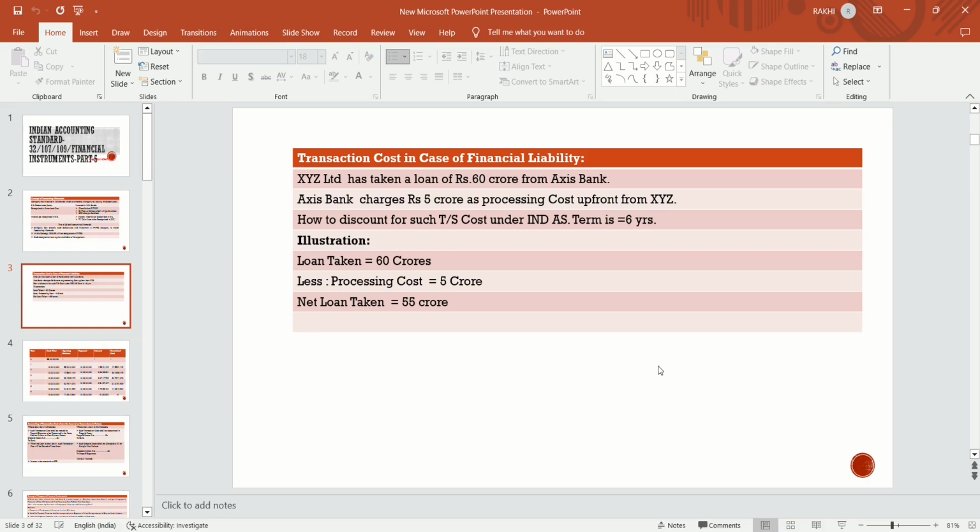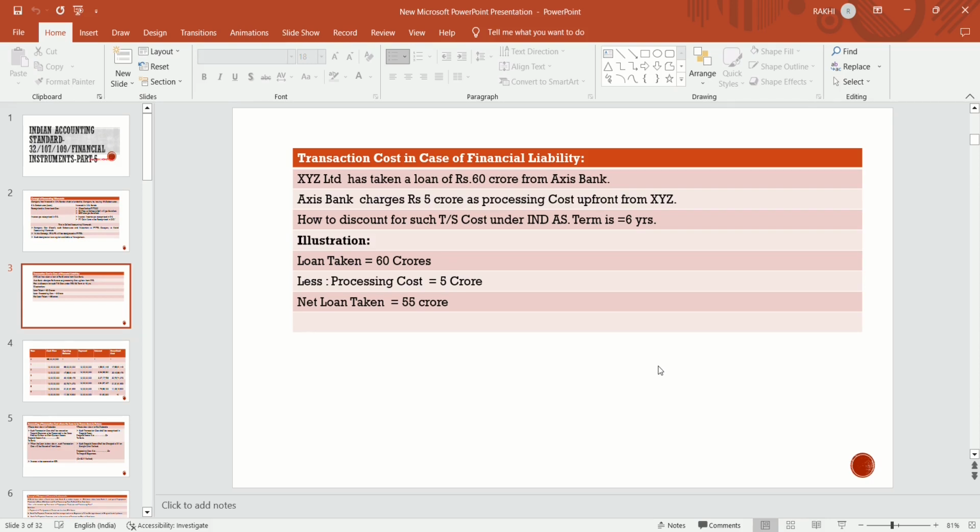Like XYZ Limited has taken a loan of rupees 60 crores from Axis Bank. Axis Bank charges rupees 5 crore as processing cost upfront from XYZ Limited. How to account for such transaction cost under Ind AS if the term is 6 years.